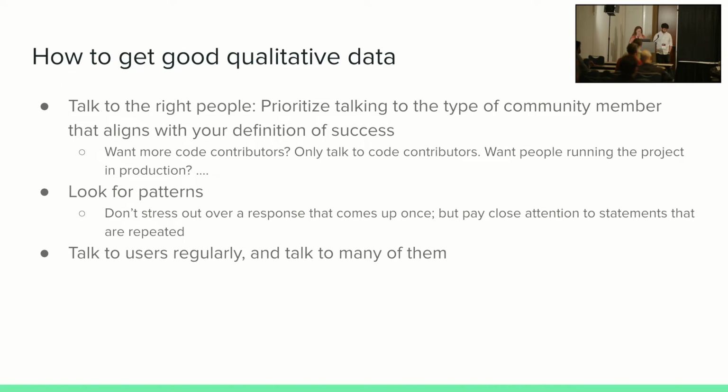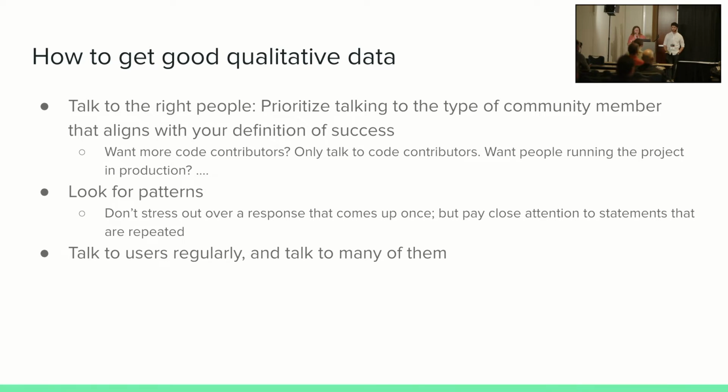So the first thing is that you need to make sure you're talking to the right people. Prioritize talking to the type of person that you want more of, the type of user you want more of. So if you are hoping that more people are going to use your project in a commercial setting, do not talk to the user who's just using this for a side project. Talk to the person who is clearly using this for their work. If you want people who are going to contribute code, then you want to talk to people who actually contribute code, right? That's the type of person that you want to have more of in your community.